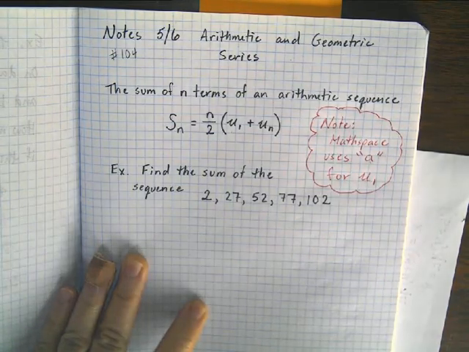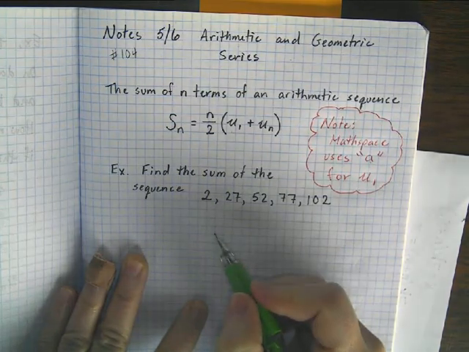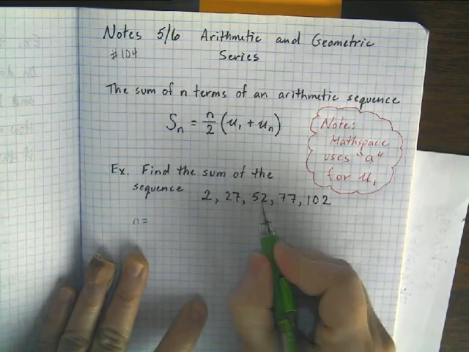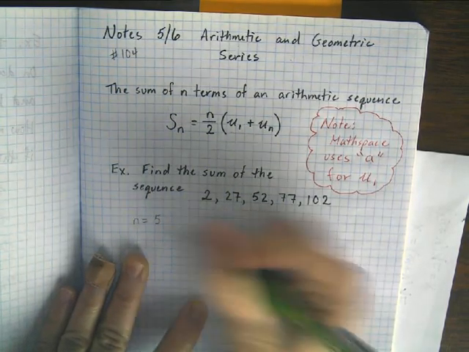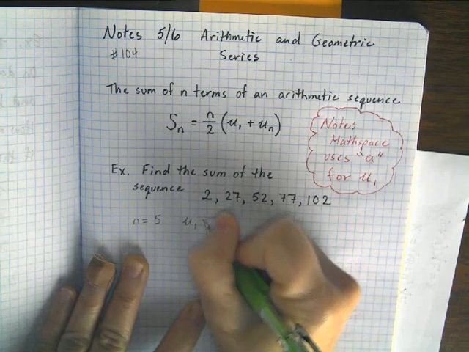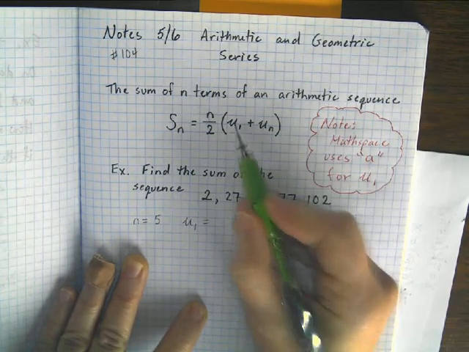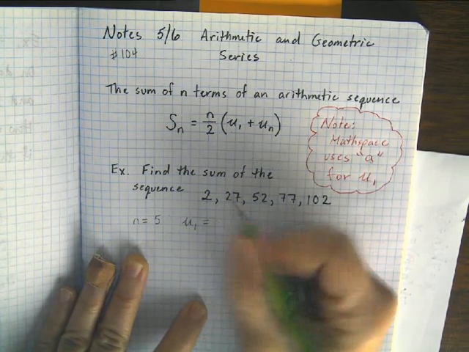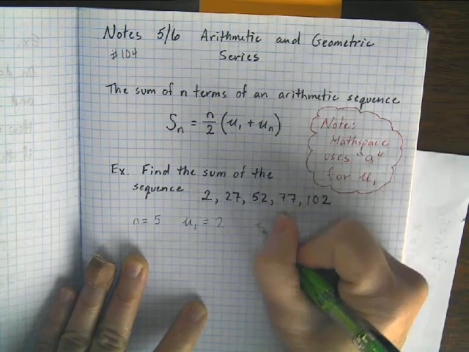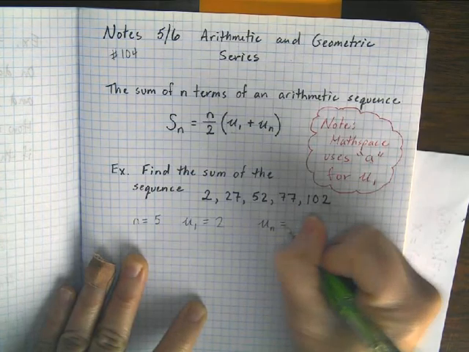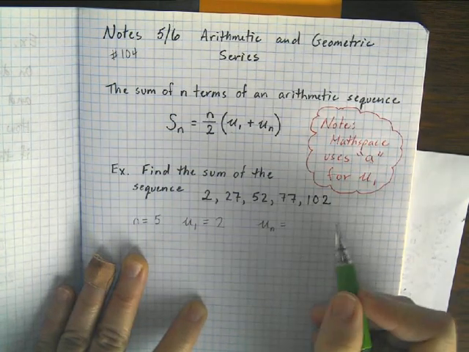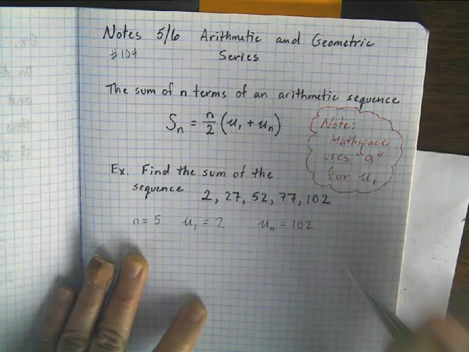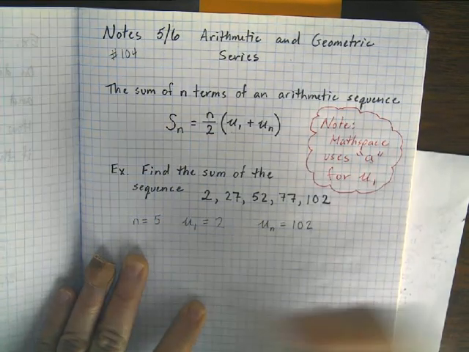So if I look at this, I need to know n, which is how many terms. So n would be 1, 2, 3, 4, 5. I have 5 terms. I need to know u sub 1. u sub 1 is the first term. That's also A in math space, okay? So 2 is my first term. And u sub n is the last term that I want to be adding together. So the last term is 102. Okay, so now we can go ahead and solve this.